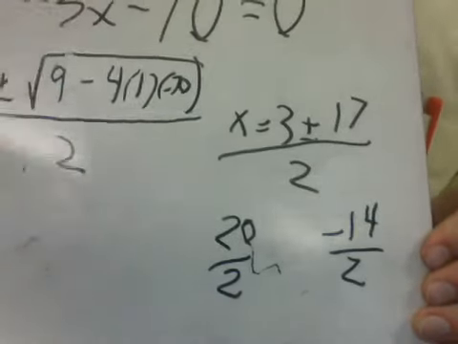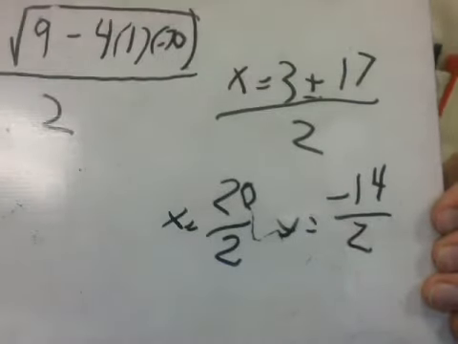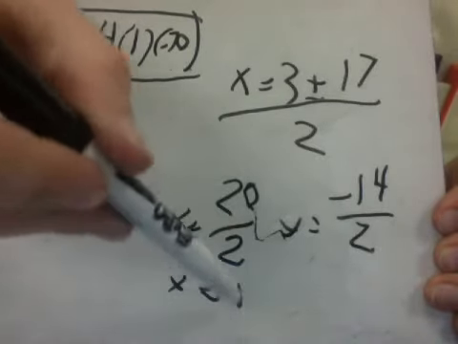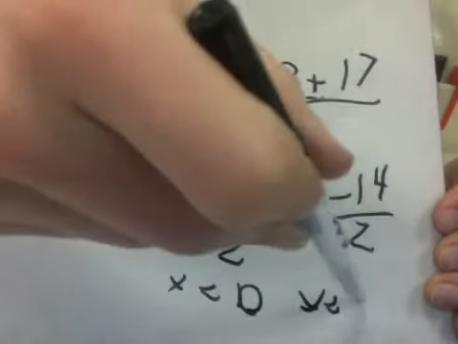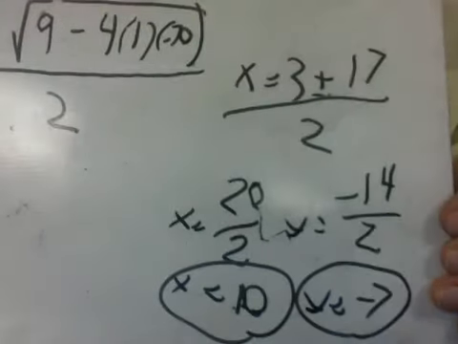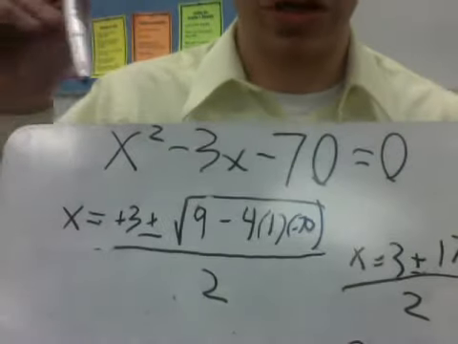So really, I have x equals this, x equals that. And then just reduce your fractions. x equals 10 is one of my answers, and x equals negative 7 is one of my answers. Same answers as we got when we factored it. Plugged it in.